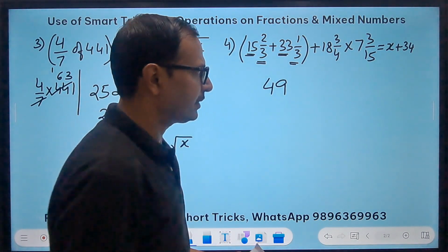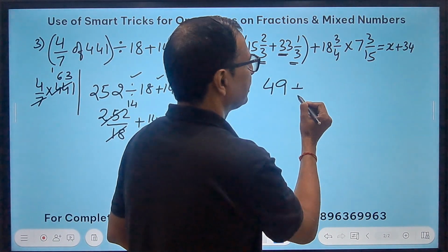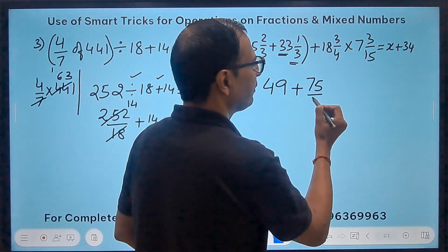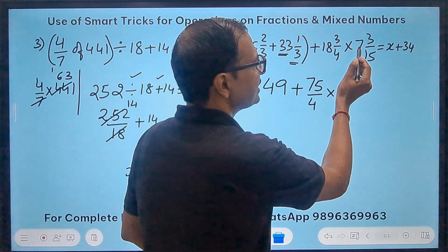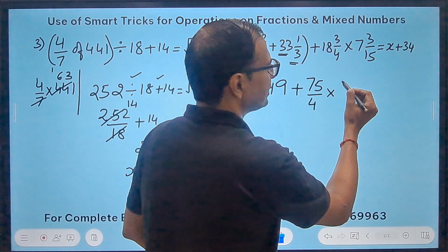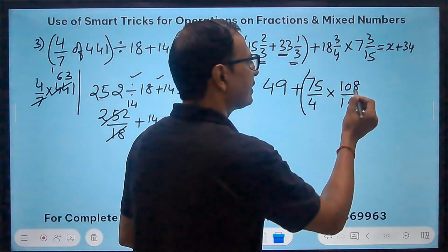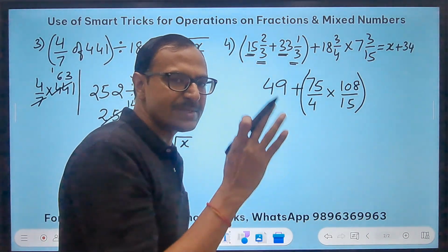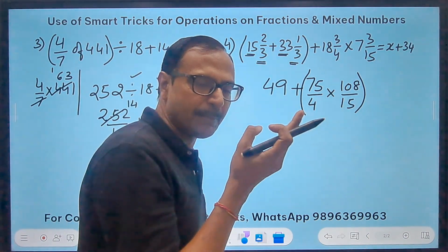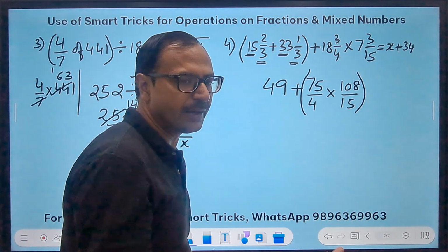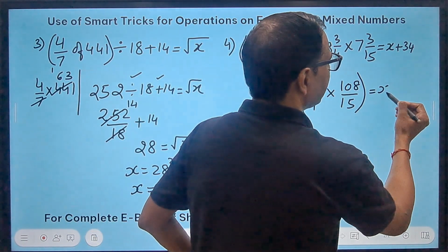How about the other part? Now I don't have an option. 18 fours are 72 plus 3, 75. So this is 75 upon 4. And 15 sevens are 105 plus 3, 108 upon 15. Now these are multiplied. So in the sequence DMAS, multiply comes first and then we have to add. So multiplication is to be done now, and on the right hand side I am not touching it.